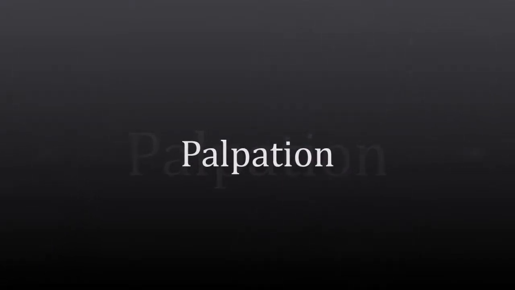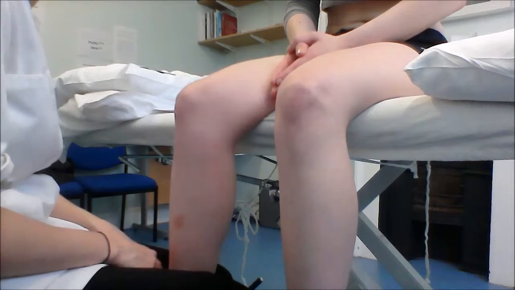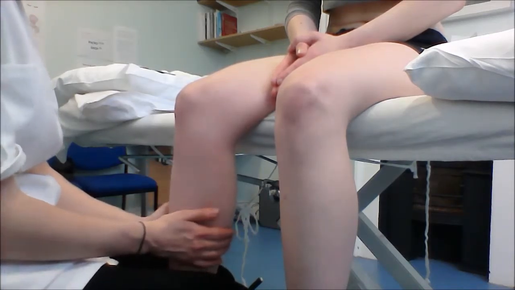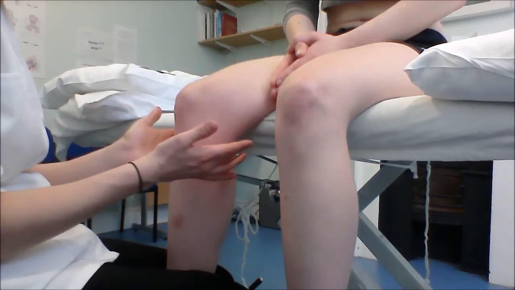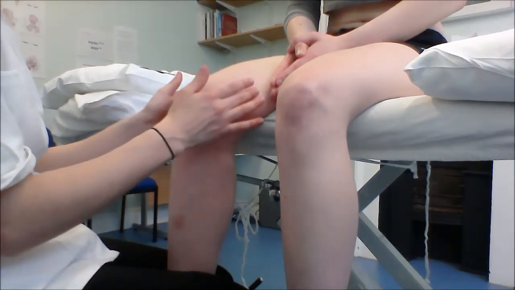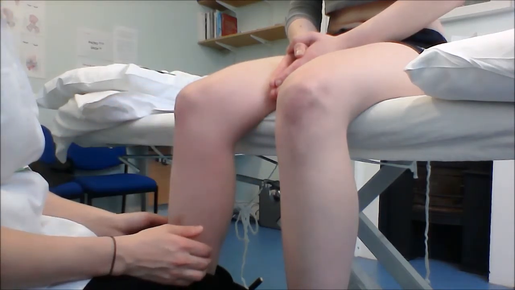Palpation. Have the patient sat on the edge of the bed. Their knee is more accessible here. Sit on a chair opposite and anchor their foot or lower leg between your knees, leaving both hands free for palpation. Having their knees at 90 degrees means the skin is more taut, but the muscles, tendons and ligaments are lax, meaning palpation is much easier.